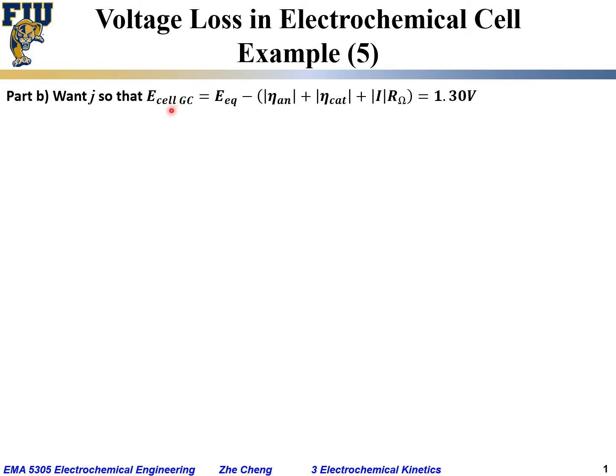Okay, and we know the cell actual voltage would be equilibrium minus the contribution of anode overpotential, cathode overpotential, and the ohmic loss primarily from the electrolyte, which is equivalent to calculate the condition, the current that would give us the anode overpotential and cathode overpotential and ohmic loss to be the equilibrium cell potential minus this galvanic cell potential, 1.74 minus 1.3, which is 440 millivolt or 0.44 volt.